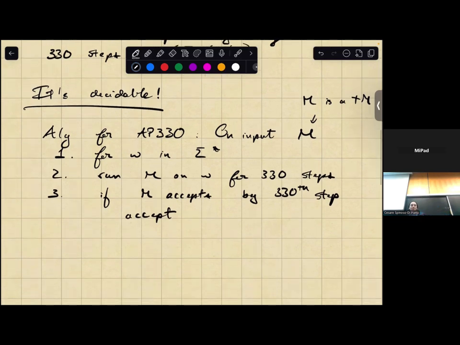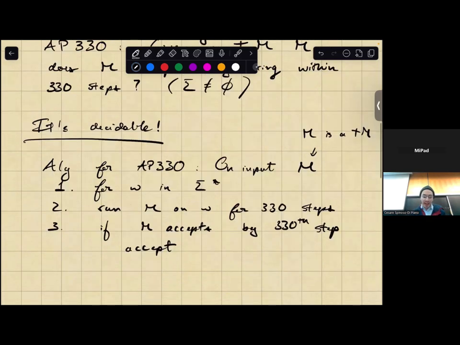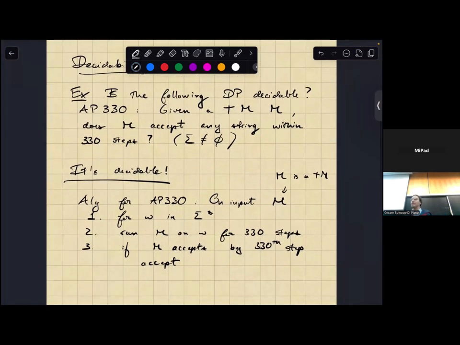Okay, seems reasonable, right? If the answer to the decision problem is yes, this is definitely going to work, right? So if the answer to the decision problem is yes, there is a string in sigma star for which, when you give it to the Turing machine and you run it for 330 steps, at some point it's going to halt within those 330 steps and accept. This is definitely going to check that, right? If you have a certificate or a witness or a guess that you want to check, this is definitely going to do that, right?